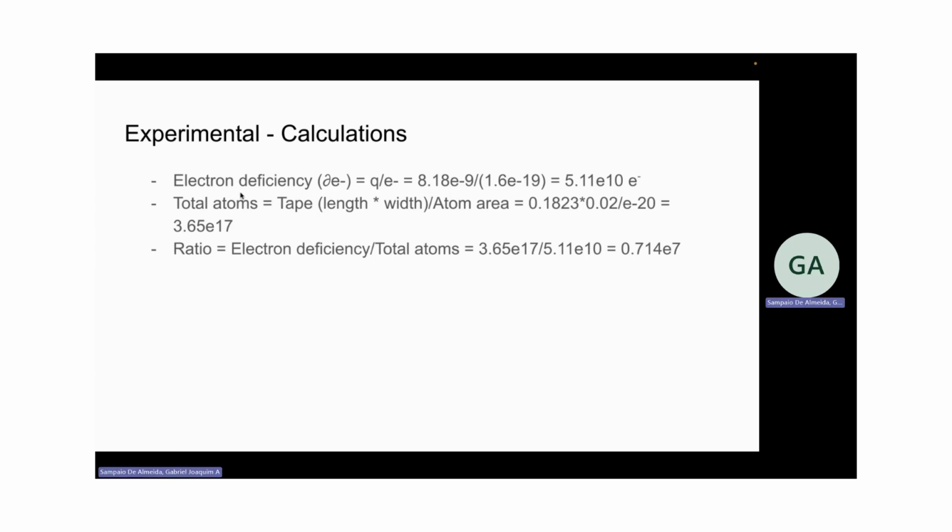Going forward onto more calculations, electron deficiency was calculated by dividing the charge by the electron charge, which led us to a number of electrons of around 5.11 × 10^10. The total atoms was calculated by the area of the tape, which is length times width, divided by a single atom area, which was a constant given to us. The total atoms calculated were 3.61 × 10^17 atoms.